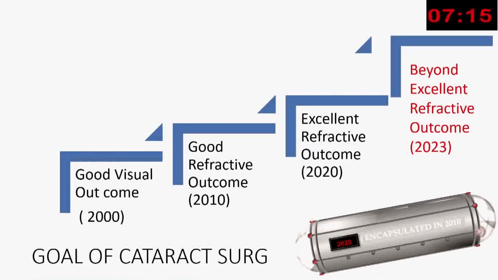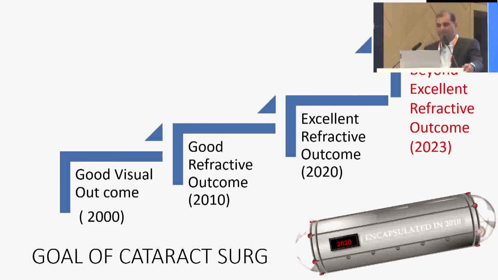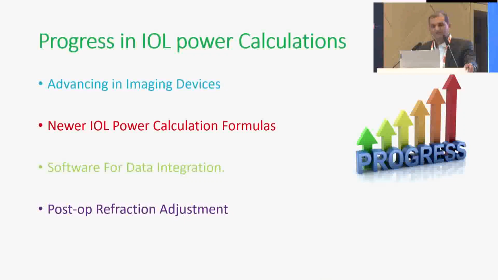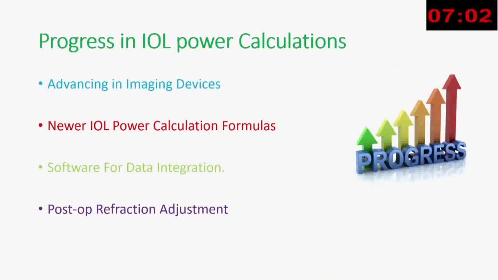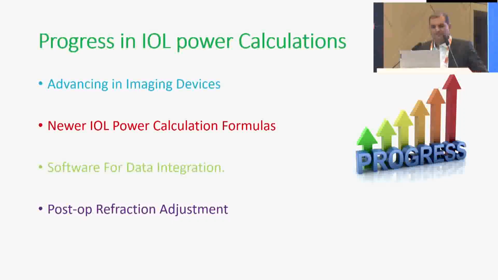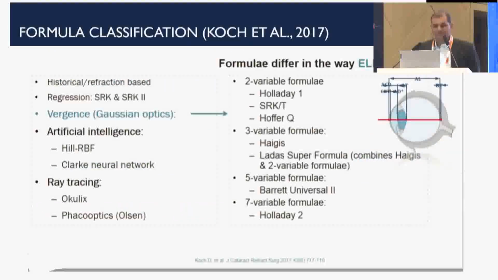My focus today is on the next generation IOL power calculation. In 2020, we were going for an excellent effective outcome, but now in 2023, the expectation is a beyond excellent effective outcome. So the progress in IOL power calculation is the advancement in imaging devices, which will be taken care of by Dr. Harshul Tank for the optical biometries, the newer IOL power calculation formulas, software for data integration, and post-operative refraction adjustments. But today's focus will be on the newer IOL power calculation formulas.